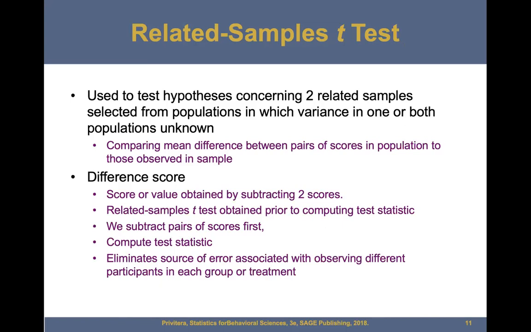In the related samples t-test, the difference scores are obtained prior to computing the test statistic. Subtract the pairs of scores first, compute the test statistic, and that eliminates the source of error associated with observing different participants in each group or treatment. It's pretty similar to a z-score.